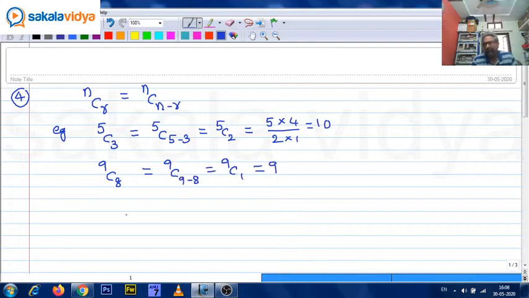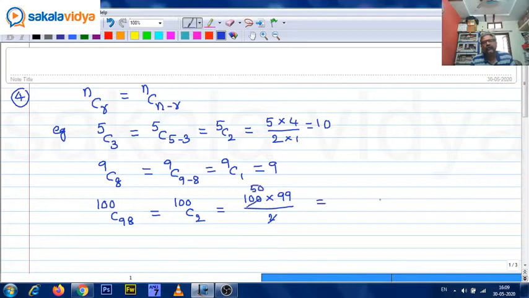9C1 means 9. For example, if you want to find out 100C98, this is equal to 100C(100 minus 98), 100C2. 100 into 99 upon 2, 2 into 50, 50. So like this will be useful.